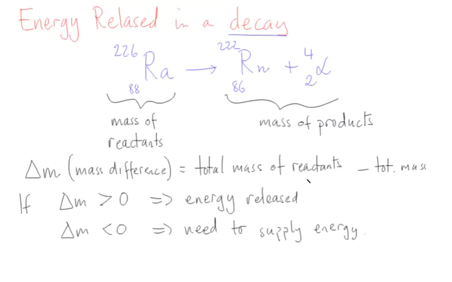Mass difference, total mass of reactants minus total mass of the products. If the mass difference is positive, energy is released. If mass difference is negative, we need to supply energy. And that energy is often supplied in the form of kinetic energy by supplying a high energy, for example, neutron, or high energy alpha particle to begin with.